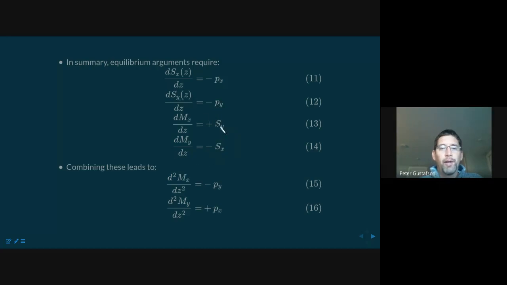So ultimately, we can therefore manipulate, combine these equations. So those four statements of equilibrium can be simplified into just two statements of equilibrium. That is, the second derivative of mx is equal to minus py, and the second derivative of my is equal to plus px. So although the S does not explicitly live in these equations, S, the shear resultant force on the cross section, it's present. It is present because of these equations up here. So it's kind of masked a little bit, but it is present.